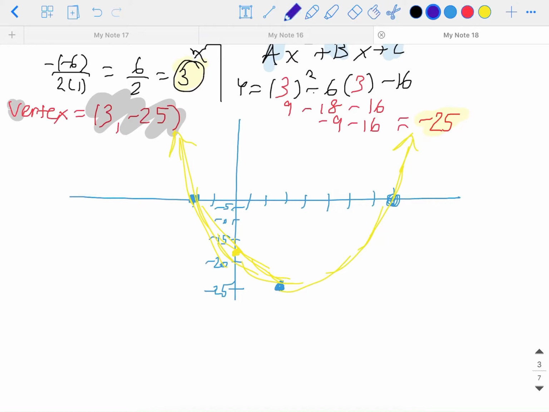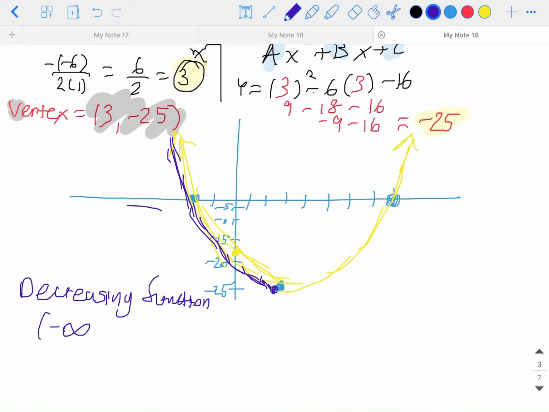In order to find the decreasing parts of the function, we see that the parabola on the left side is pointing downwards until it reaches the lowest point of the parabola, which is here. So the decreasing function interval notation will go from negative infinity, because it will be decreasing the farther that you go to the left side, up to 3.